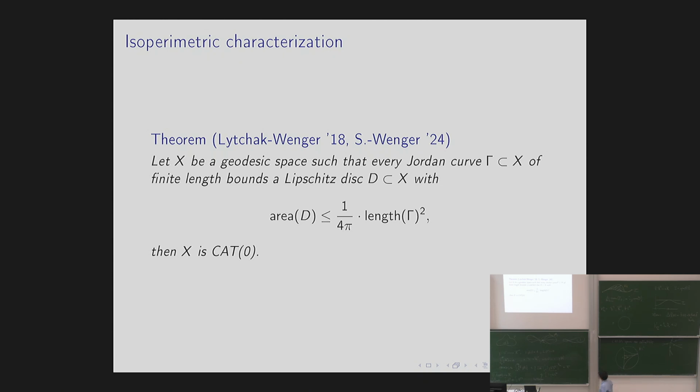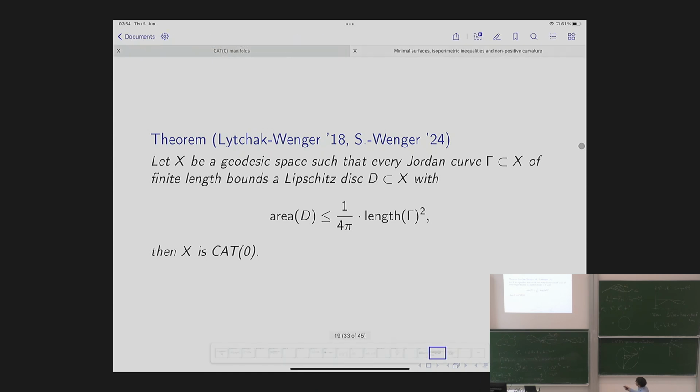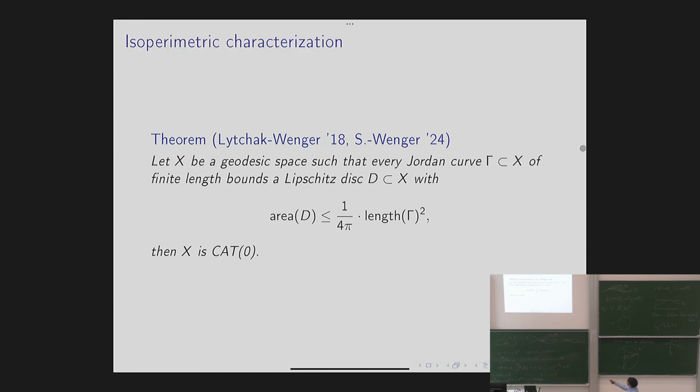So here's a result, and it's rather, well, 2018. The statement as stated is actually from 24. It tells you that not only do CAT(κ) spaces satisfy the same isoperimetric inequality as the model space, but whenever you have any geodesic space that does satisfy the isoperimetric inequality. So what does it say here? I take any geodesic space, and suppose every Jordan curve can be filled by a Lipschitz disk such that the Euclidean isoperimetric inequality holds. Then that means it is a CAT(0) space.